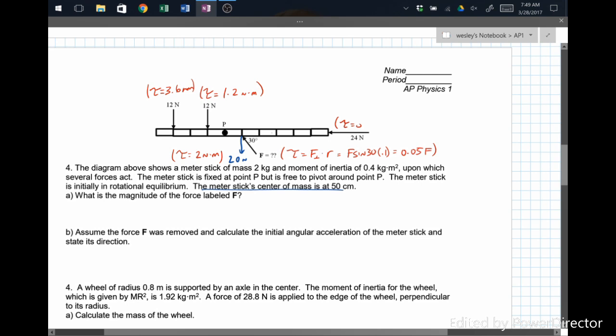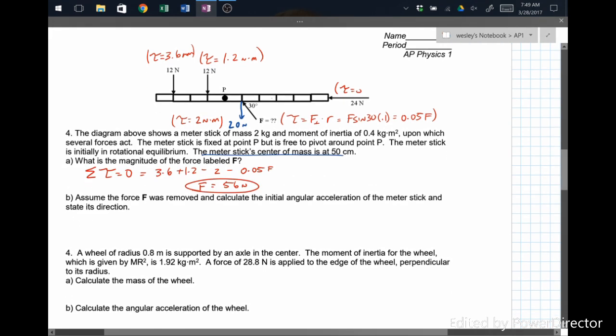All right, now if we're at equilibrium, the net torque on this system is 0. And so that gives me 3.6 plus 1.2 minus 2 minus 0.05 F. And if we solve all that for F, it's just math at this point, we get 56 newtons for that force.